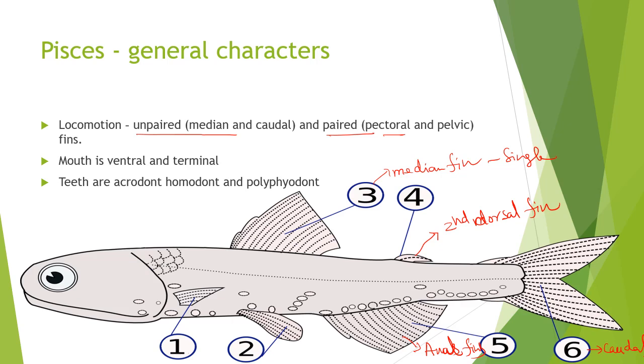They brought this kind of fins, they brought the locomotion of the fishes from one place to another place. And mouth is mostly present on the ventral side. Here this is the fish. In this side, the bottom of the fish, it is the ventral side, whereas this one is called the dorsal side. Here the mouth is mostly present on the ventral side and terminal.